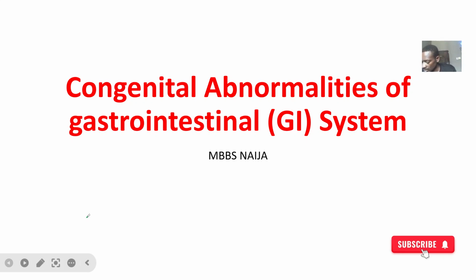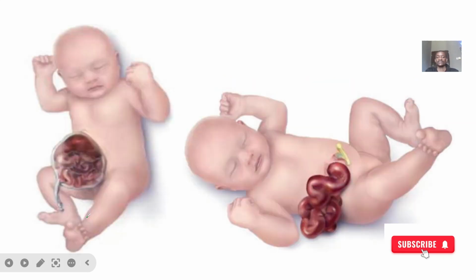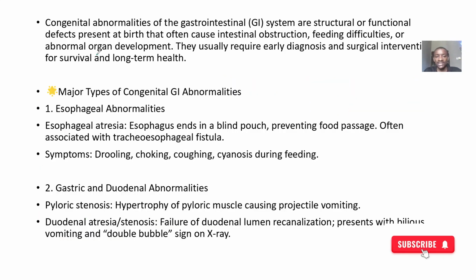what are the inherited medical conditions that you can be born with and inherit, and basically the issue is in the gastrointestinal tract. So let's look at it. We said that congenital abnormalities of the gastrointestinal system are structural or functional issues and they are present at birth. That means the person actually inherited it from birth. So it could be intestinal obstructions, feeding difficulties, or abnormal organ development.